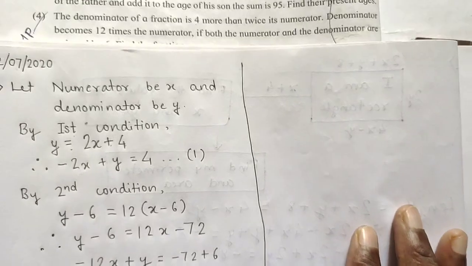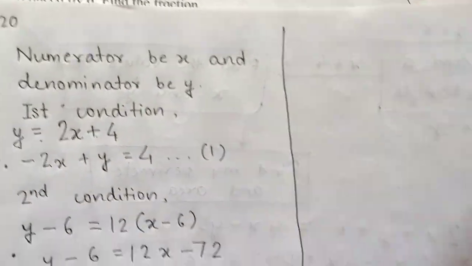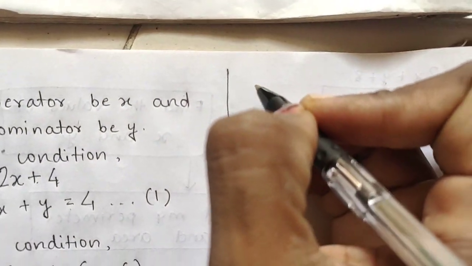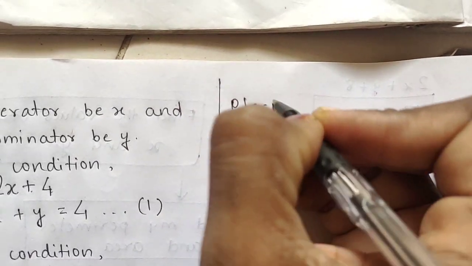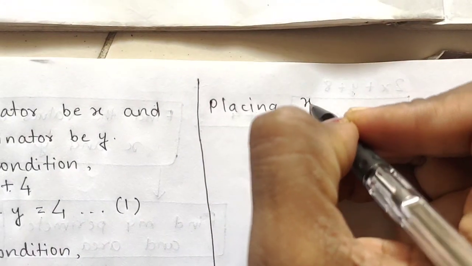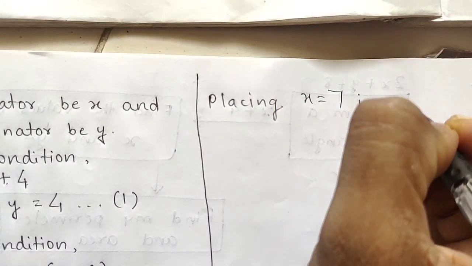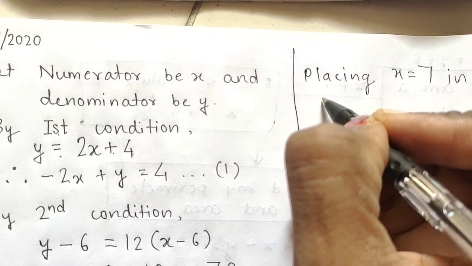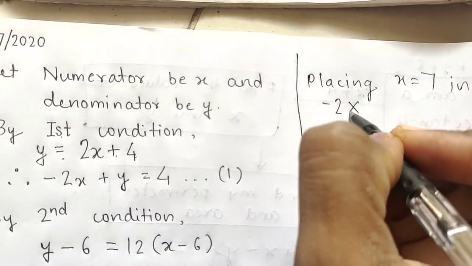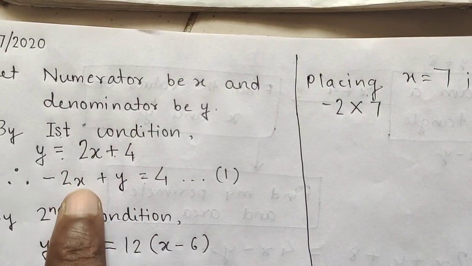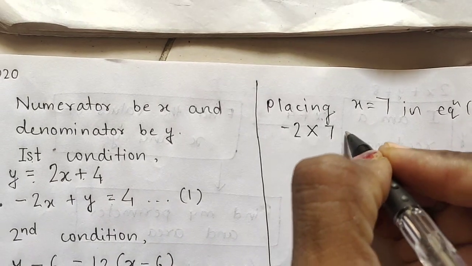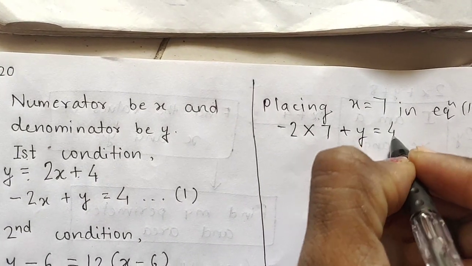Okay. So placing x is equal to what? 7. Placing x is equal to 7 in equation 1. Now see, in place of x you are going to write 7. So minus 2 into 7. See this equation. In place of x you have to write 7, plus y equal to 4. Plus y is equal to 4.